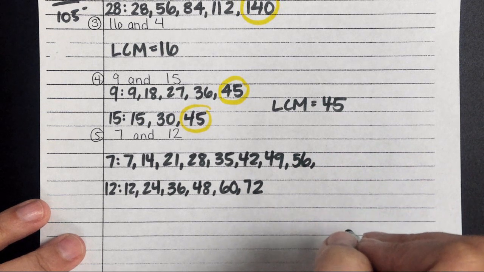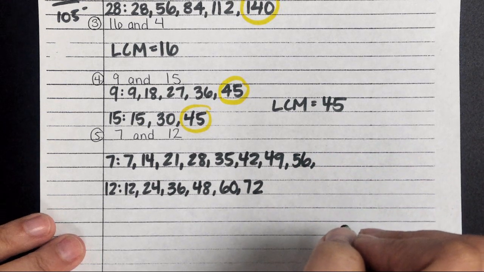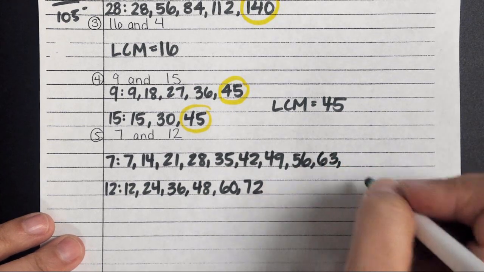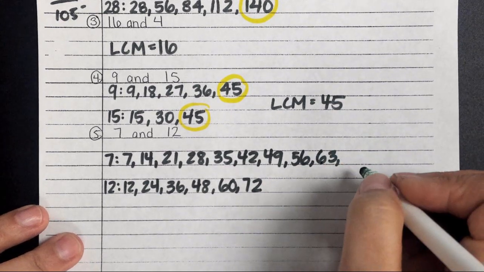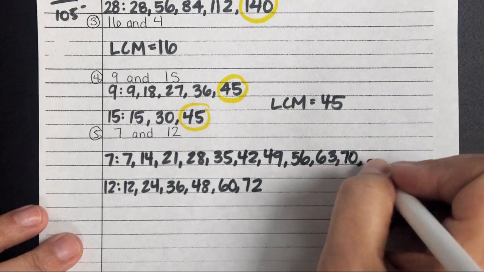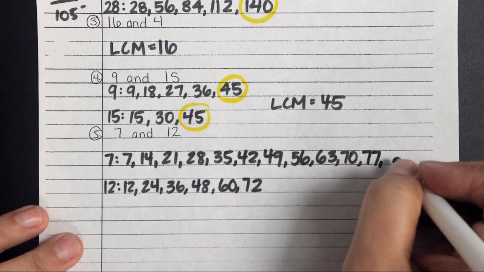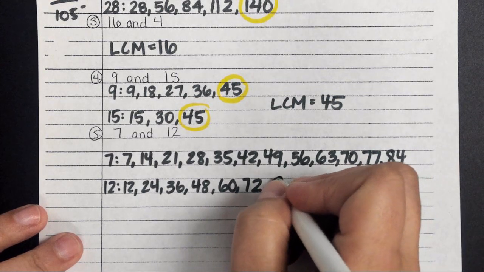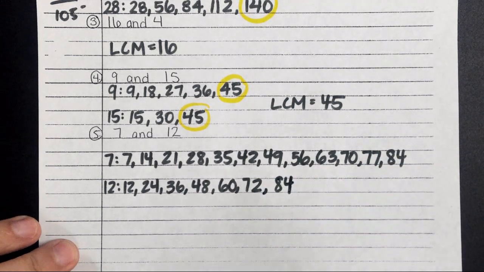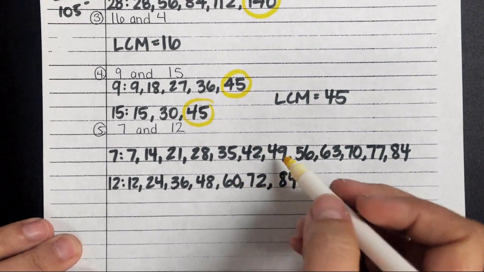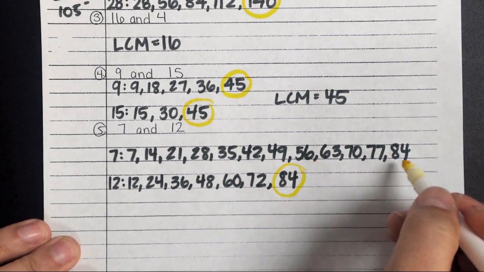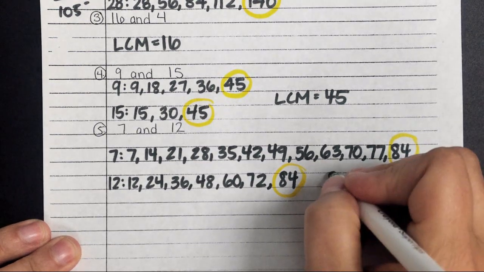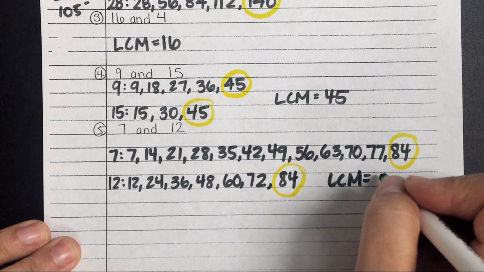What is the next multiple of 7 after 56? Thank you. Okay. After 63, we go to 70. Then 77. 84. Now, yes, after we go here, we do end up at 84. But guys, we don't know that automatically. All right, so the least common multiple of 7 and 12 is 84.